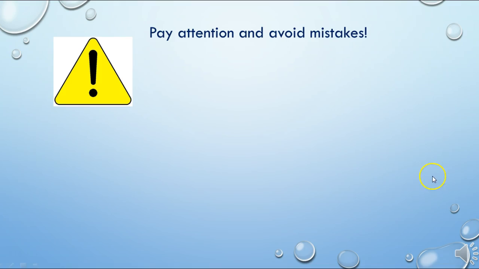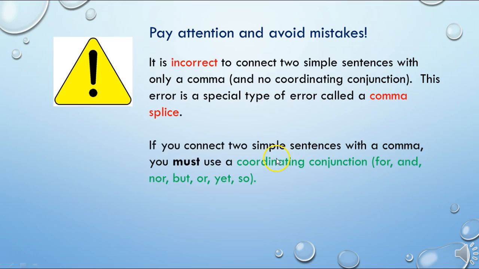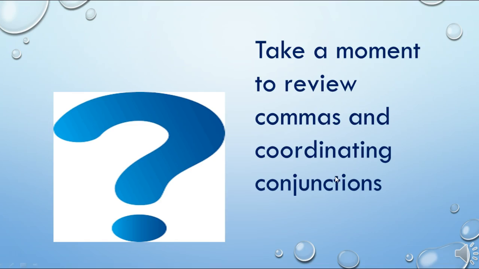So that comma is one way to combine things, but we need to be careful to avoid particular mistakes. It is incorrect to connect two simple sentences or two other complex sentences with only a comma and no coordinating conjunction. We cannot use a comma alone. We must have those fanboys with us. So if you use two sentences with a comma, you must have for, and, nor, but, or, yet, or so with the comma, or it is an error called a comma splice. Take a moment and review those commas and the coordinating conjunctions.